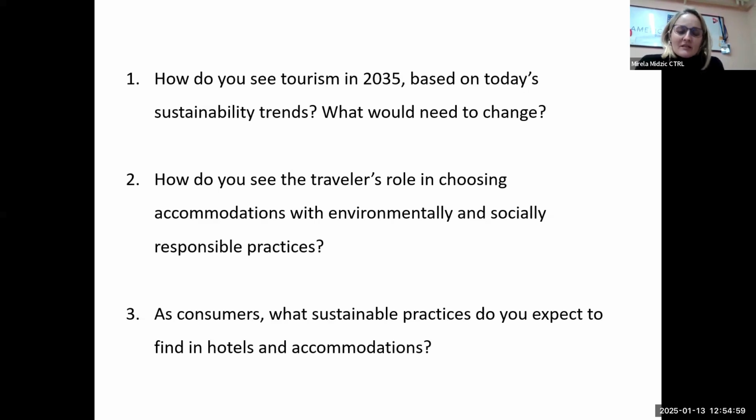But I was wondering, do you have any knowledge if high schools in Portugal are actually implementing sustainable tourism programs in their curriculum? And if so, do you have any recommendations for our teachers and our schools that they can actually use in order to improve their programs?